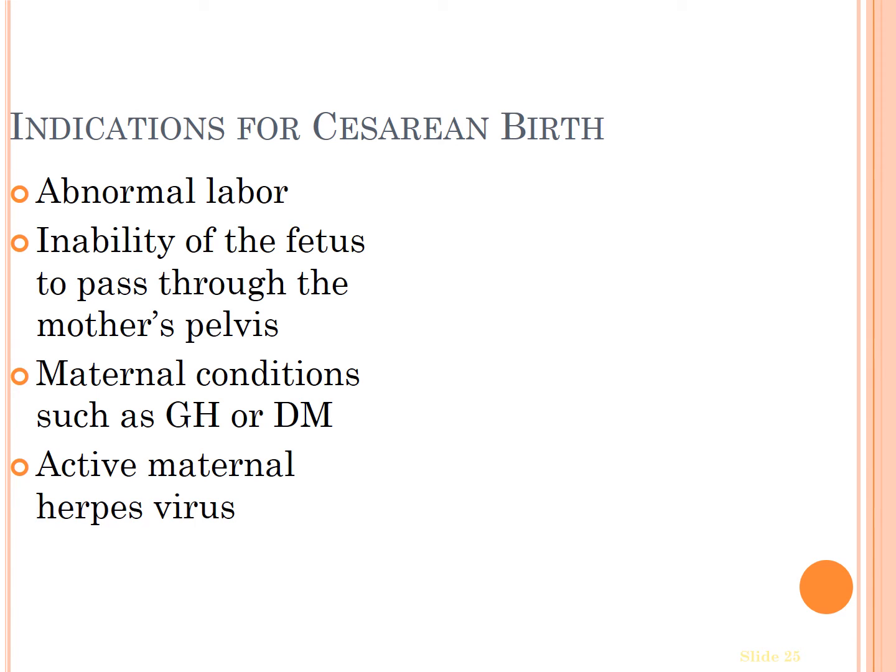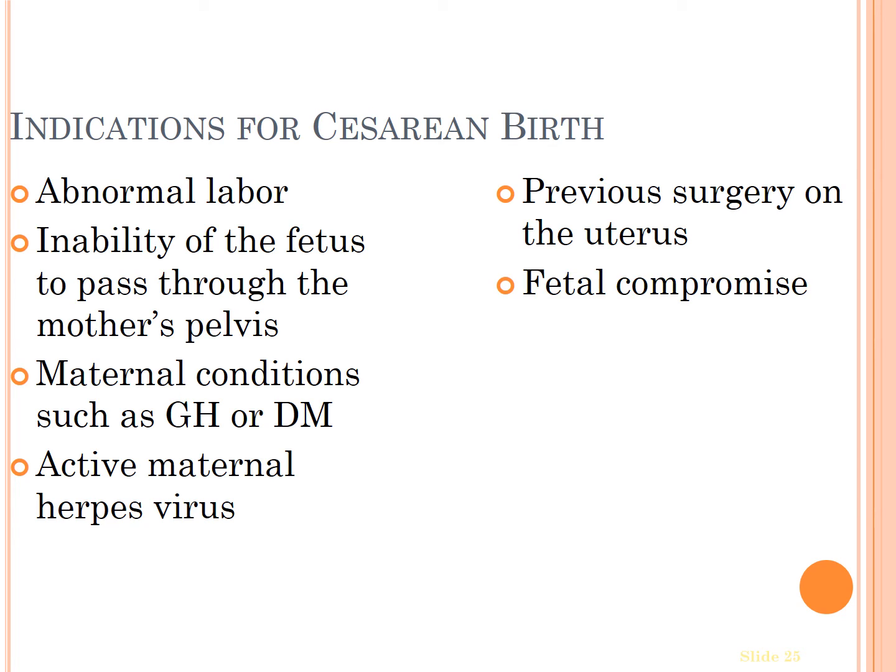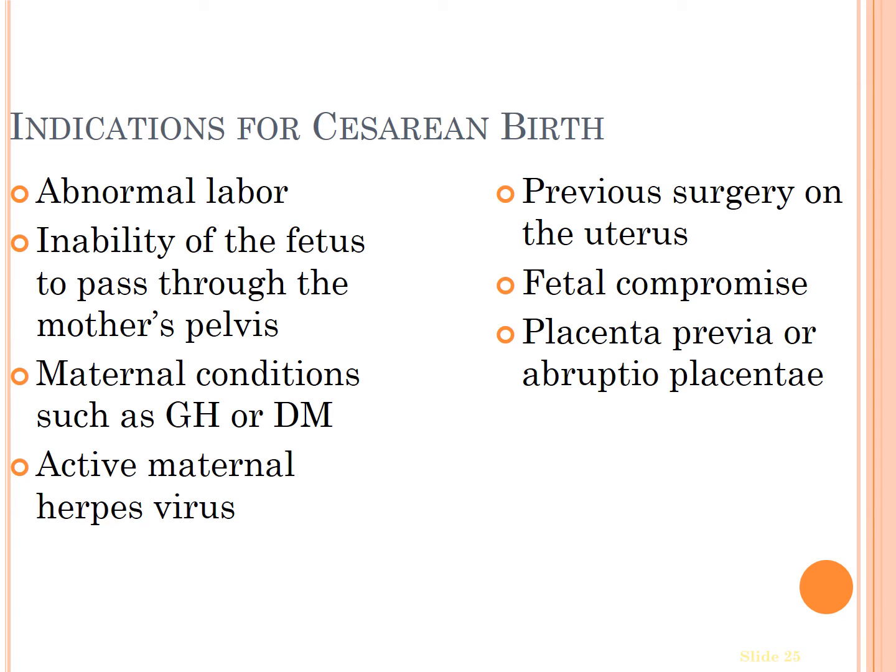Active maternal herpes virus, this is an indication. We've talked about that already. Previous surgery on the uterus, whether it's surgery for polyps, endometriosis, fibroids, or a classic incision on the uterus, which is a vertical incision. Fetal compromise, and placenta previa or abruptio placentae.